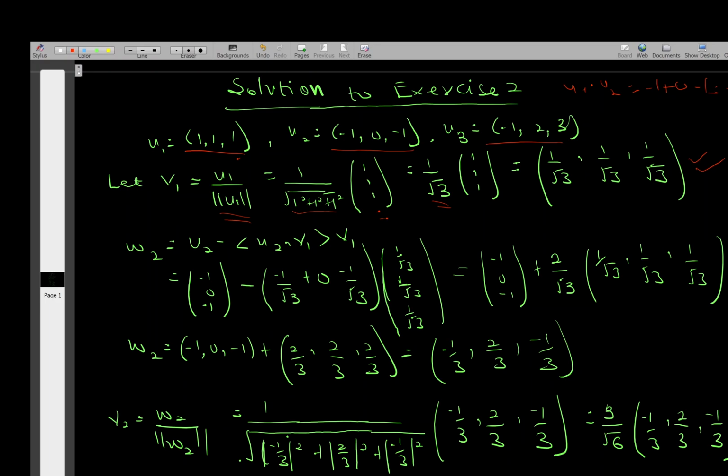To solve for v2, we will need our w2. So we let w2 be equal to u2 minus the inner product of u2 and v1 times v1. So this is our u2. The inner product of u2 and v1: negative 1 times 1 over root 3 gives negative 1 over root 3, 0 times 1 over root 3 is 0, and negative 1 times 1 over root 3 is negative 1 over root 3. So the inner product is negative 2 over root 3. Multiplying by v1, because of this negative, we get positive 2 over root 3 times v1. So when you simplify this, you get negative 1 over 3, 2 over 3, then negative 1 over 3.